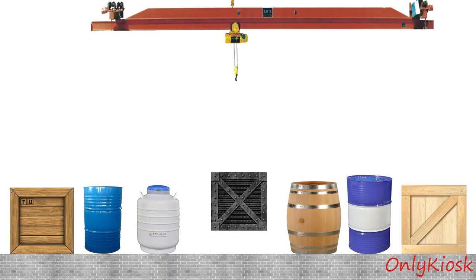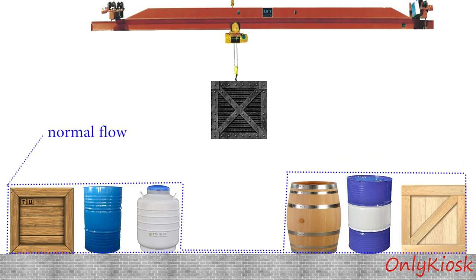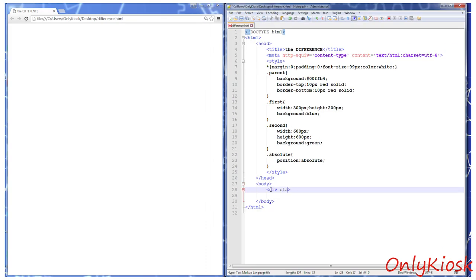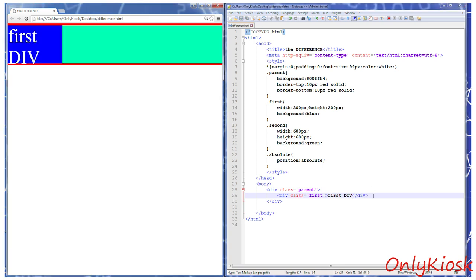In this lesson, we'll discuss in detail about the difference between normal flow and out-of-flow elements. First, we create 3 DIVs, 1 parent DIV and 2 child DIVs. We don't set the height to the parent DIV because at this moment both its child DIVs are in normal flow. Therefore, the 2 child DIVs will generate a height for the parent DIV.